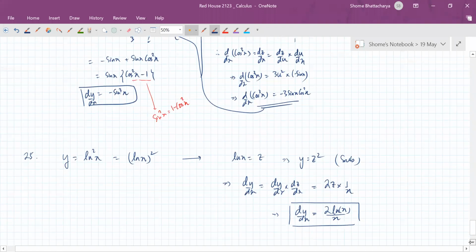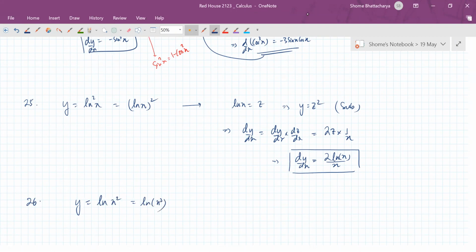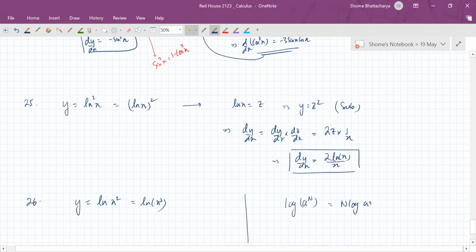In contrast to this, you can see that the 26th question is y is equal to ln of x square. So a better way to write it is with x square in the bracket. So ln is applied to the quantity x square. Okay. So now actually we have a couple of options in this. We can use chain rule, but there's no need to use chain rule. We can use the property of log, that log of anything to the power n is equal to n times log of that quantity.